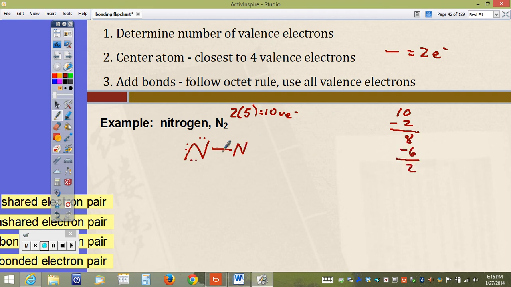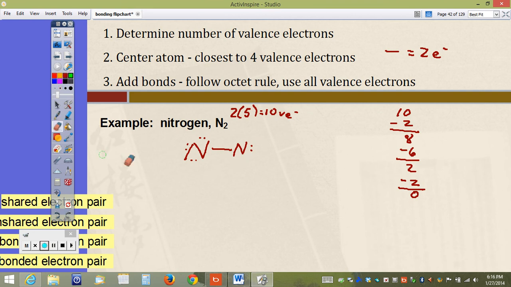This nitrogen has 2 valence electrons, it needs 6 more in order to have an octet, but we only have 2. At this point I have to stop. I've used up all my valence electrons. However, this nitrogen does not have an octet. Whenever you do not have enough electrons to give all of your atoms an octet, you will have to use either double or triple bonds.